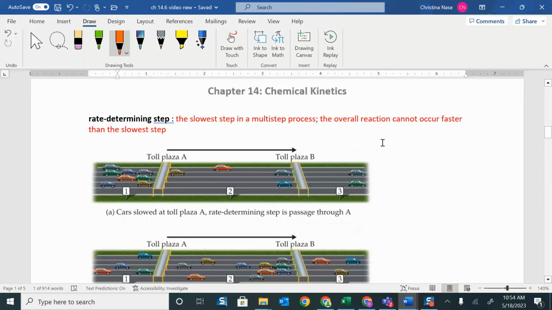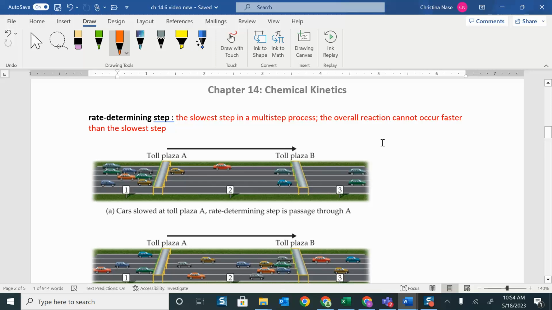Okay, so moving on. A lot of times when you have a multi-step process, you're going to find that those steps don't always happen at the same rate. You usually have one step that's going to happen a lot slower. We call that step the rate determining step. You're only as fast as your slowest step.